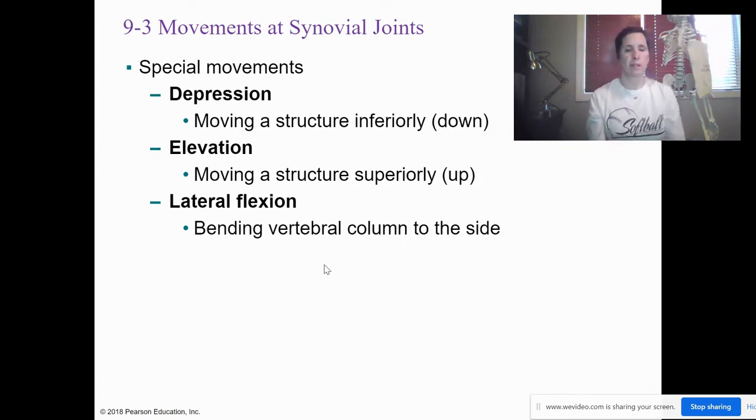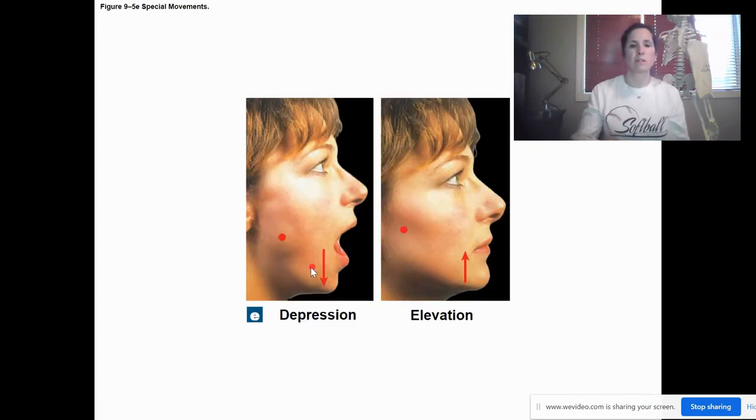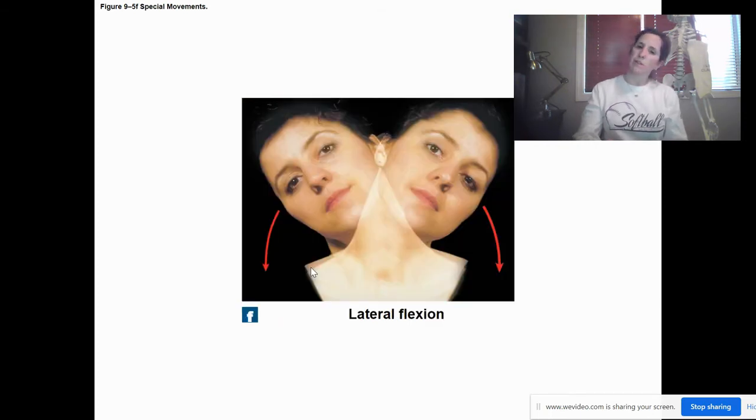Depression, bringing it inferiorly, so we can think of our shoulders. Elevation, moving superiorly or up. Lateral flexion of our vertebrae, side to side. I should have thought of the jaw on this one. You can just depress your jaw. And as I'm going through these, you can try some of these. Lateral flexion of the neck, and also do it of the spine.